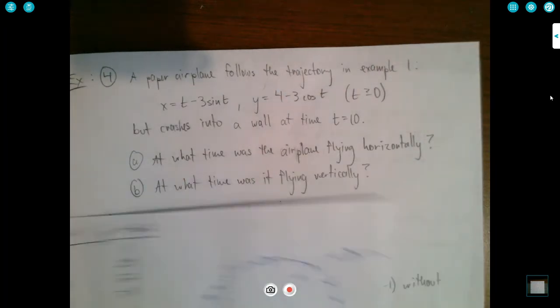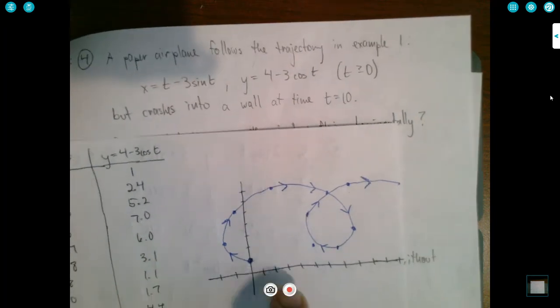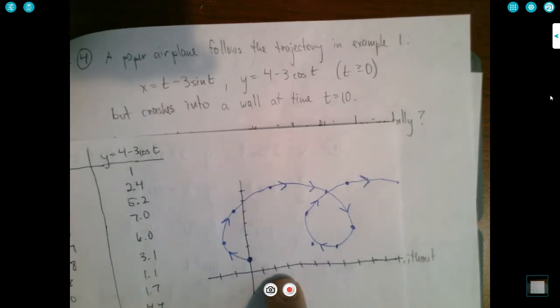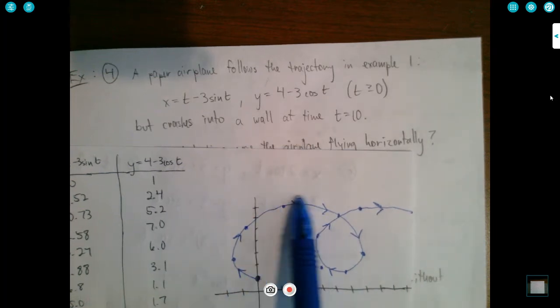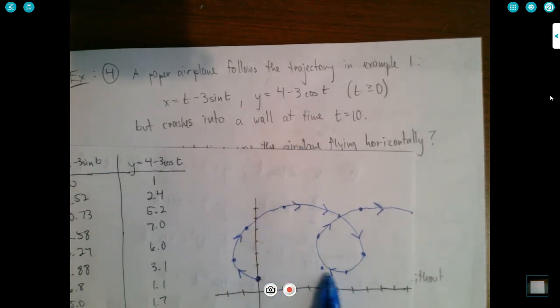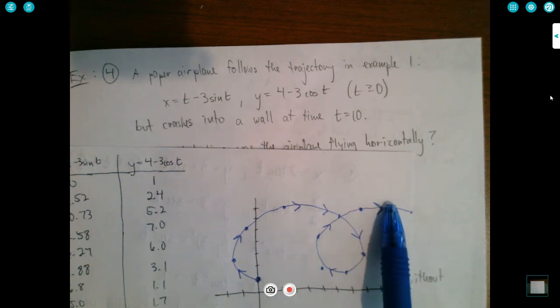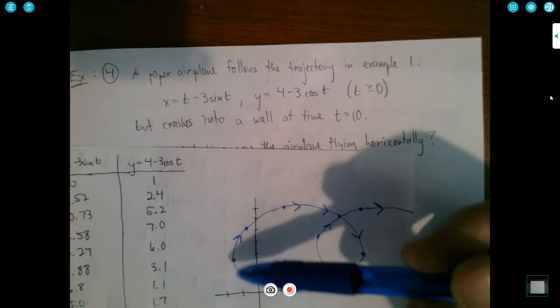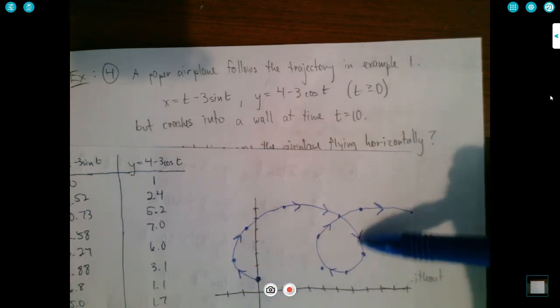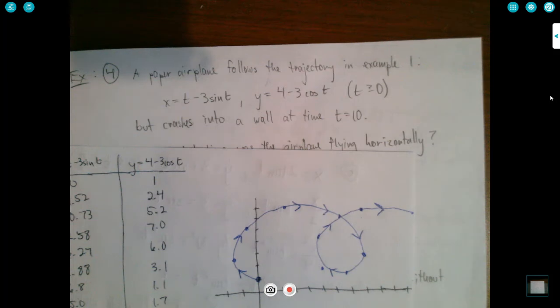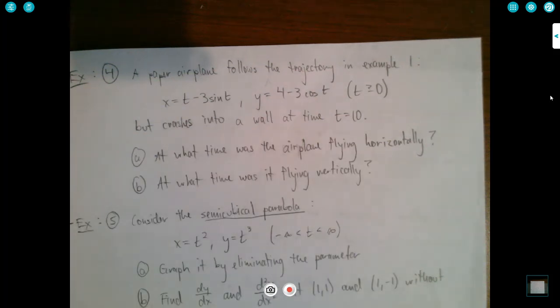I'm probably going to refer back to this graph once we get the answers to see if it makes sense with the way it looks. To me, it looks like it's flying horizontally maybe here and maybe somewhere up here. We might get multiple solutions. Vertically, it looks like it's flying vertically maybe here and somewhere over here and somewhere over here. But we'll see. So let's do it.